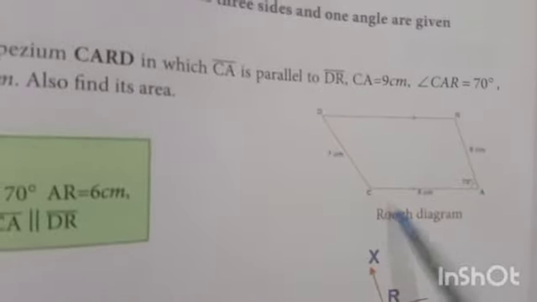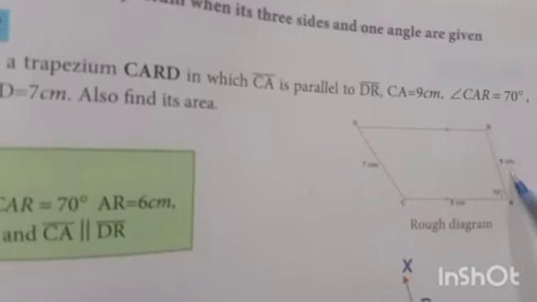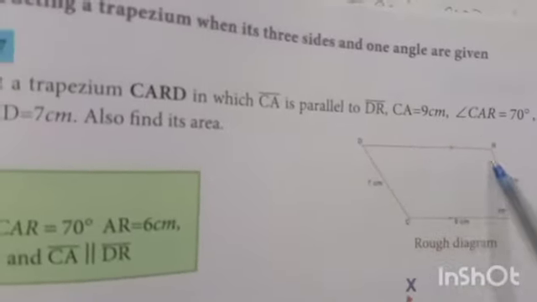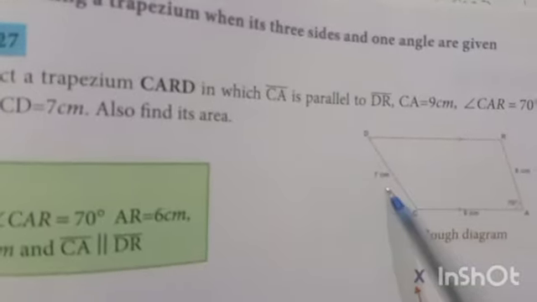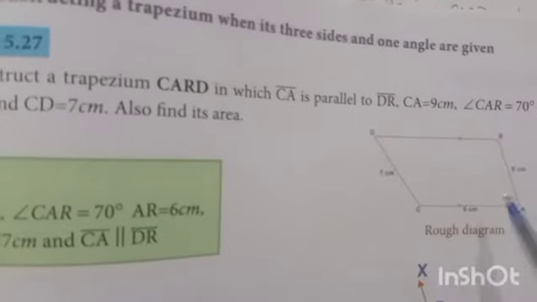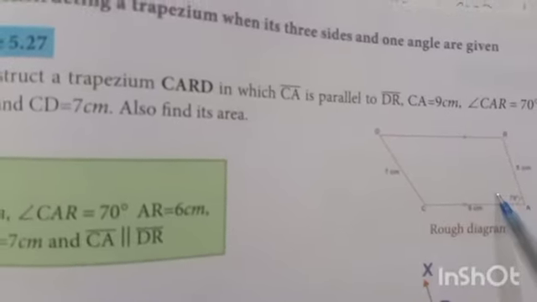Mention the values. CA equal to 9 cm, AR equal to 6 cm, RD is a parallel line, so this measurement is not given. CD equal to 7 cm, and the angle is 70 degree. All the measurements given, you have to mention here. First you have to complete the rough diagram.